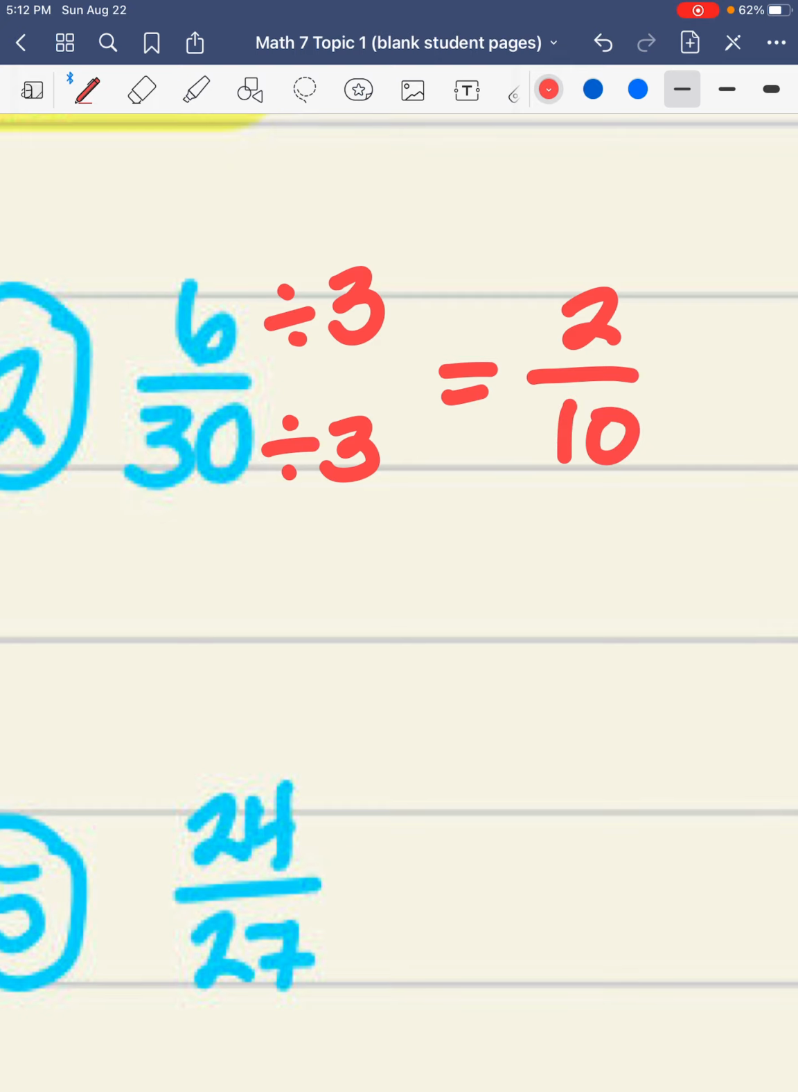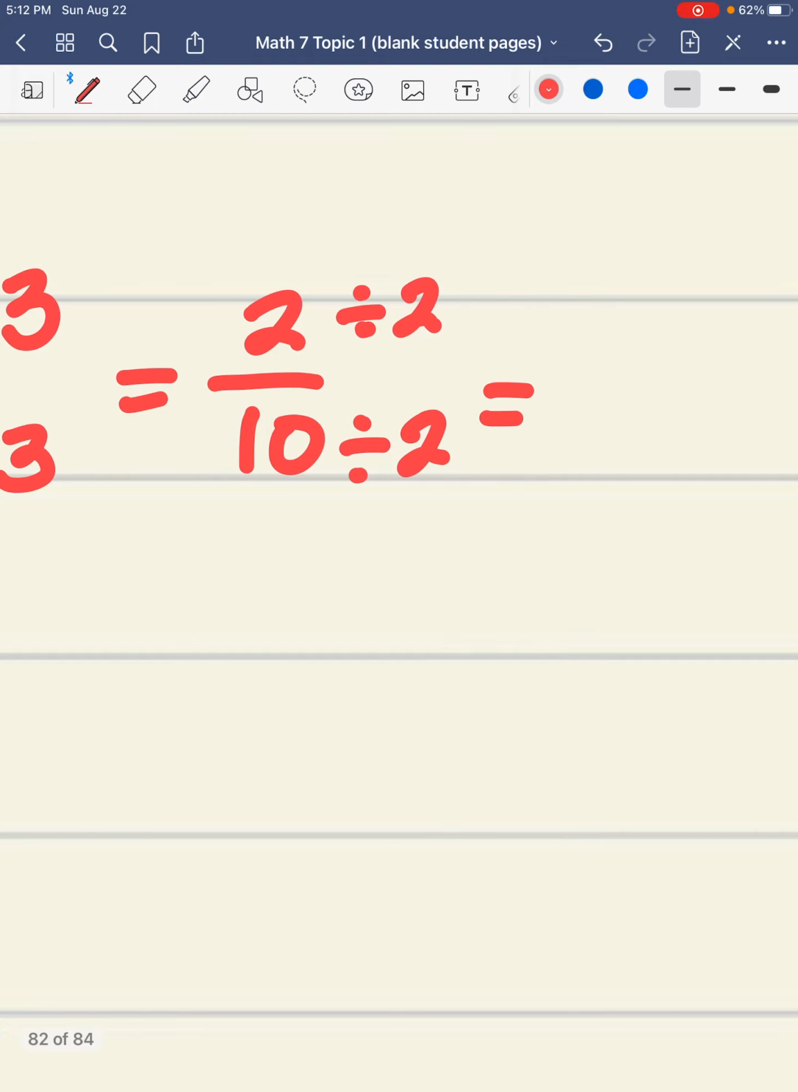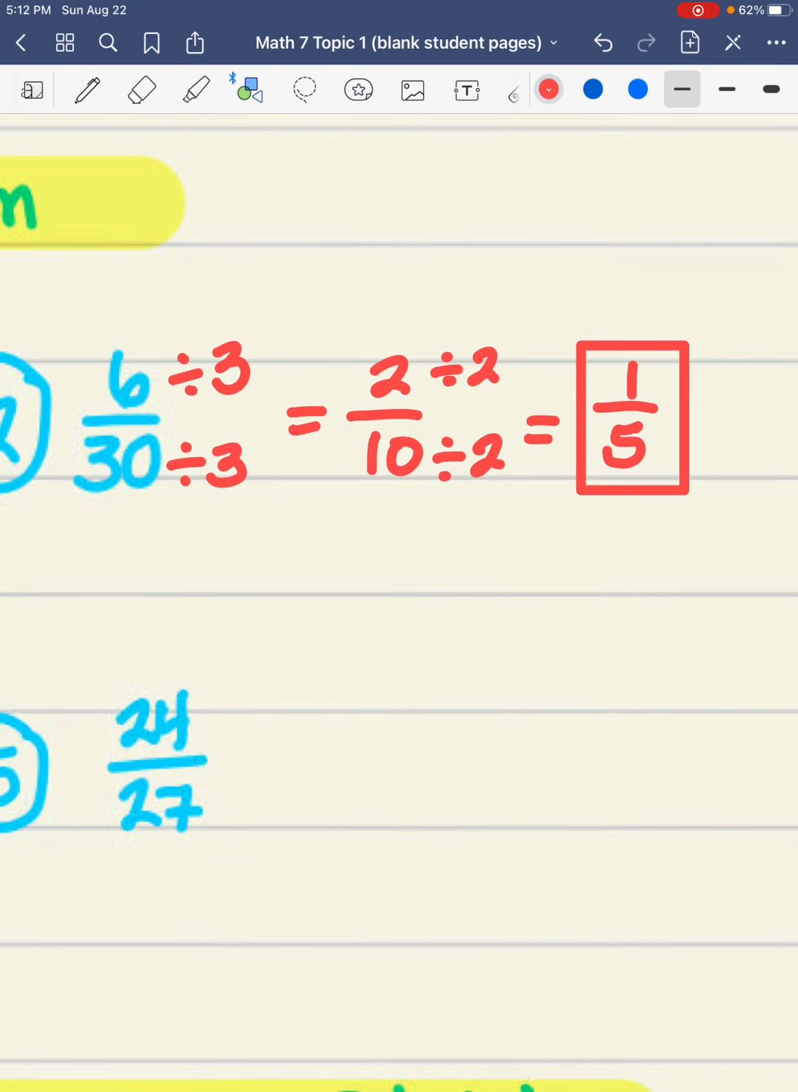So now I have 2/10, but what I recognize about that is those are both even numbers, and I can divide them both by 2. So 2 divided by 2 gives me 1, and 10 divided by 2 gives me 5. Well, 1/5 is as simple as it can be. If I ever have a 1, I know I cannot keep reducing my fraction. So we know that 6 over 30 equals 1/5.